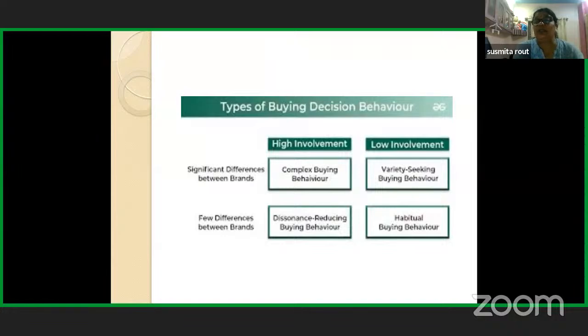That is called dissonance reducing buying behavior. And that happens when you buy dresses, when you buy jewelry.